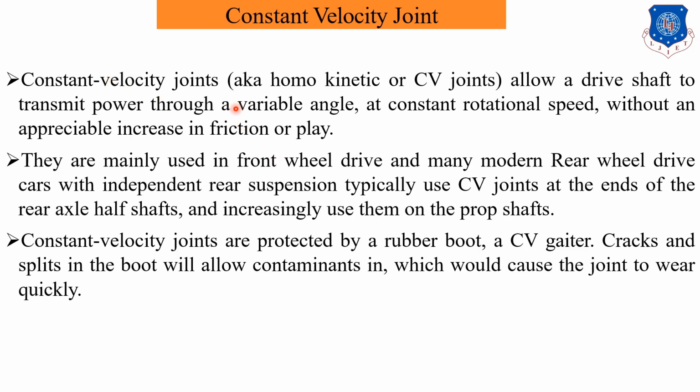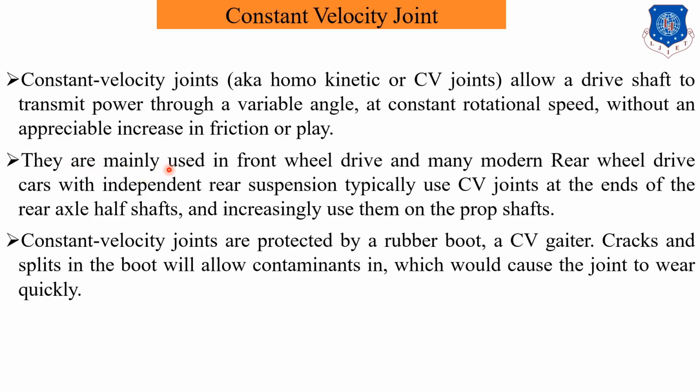The constant velocity joint, also known as a homokinetic joint, allows a drive shaft to transmit power through a variable angle, that means 0 to 360 degrees, at constant rotation speed. That means the speed is constant without an appreciable increase in friction or play, or wear and tear. And the speed is constant at a variable angle, or we can say at any angle.